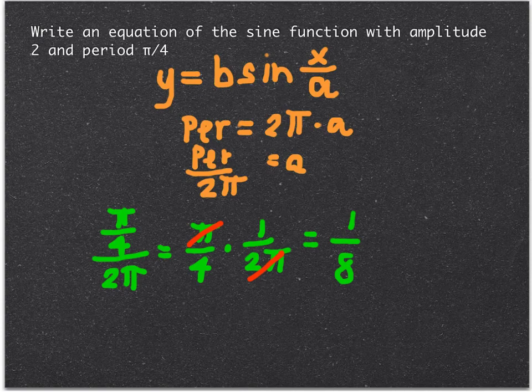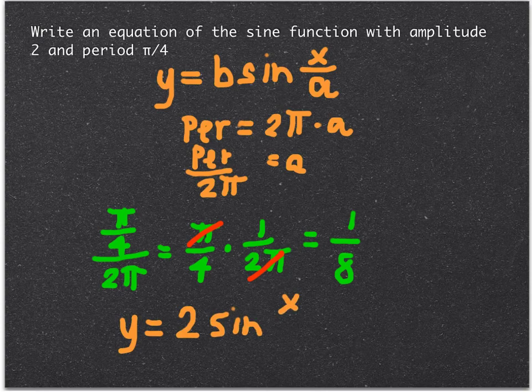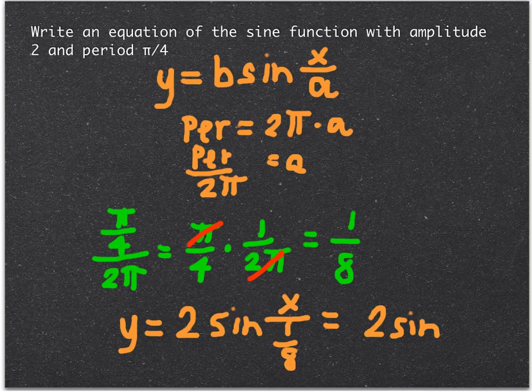So if I rewrite this then, my final answer then will be y equals, amplitude is 2, so that goes right in front here, 2 sine, and then x divided by, we just figured out that that a value was 1/8 there. So I could write it like that. If I wanted to pretty this up a little bit, I could write it as 2 sine. Dividing by 1/8 should be like multiplying by 8, and I'd get that for an answer right there.